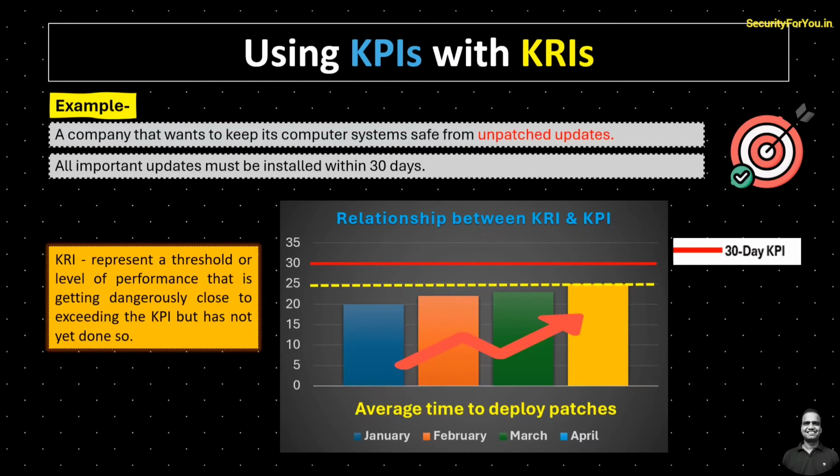By setting a KRI of 25 days, management can see that time to deploy a patch has now increased to the point of triggering an alert. This means that whenever the average time to deploy patches reaches 25 days, it will trigger an alert because we have set another measure, which is the key risk indicator, at 25 days, right? This example shows how KPIs and KRIs can be used to monitor and track the goals, right?